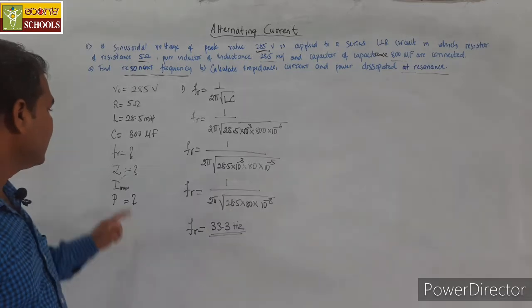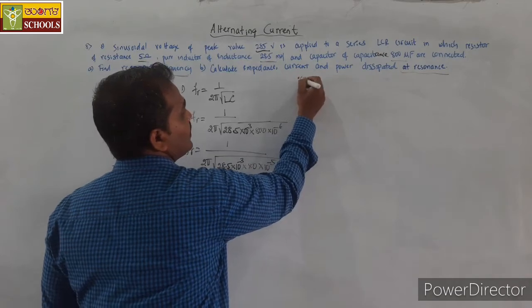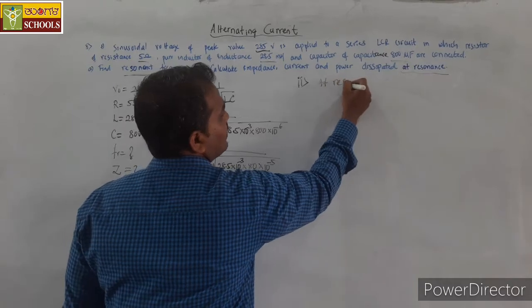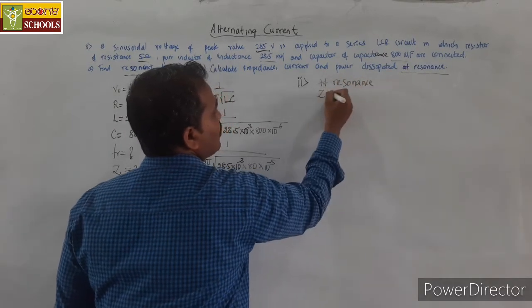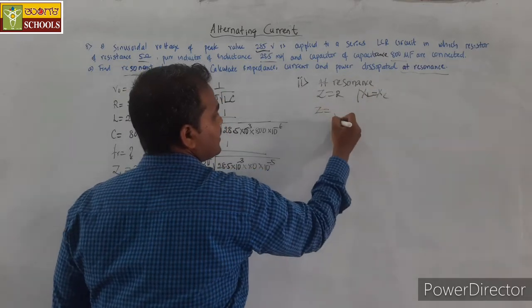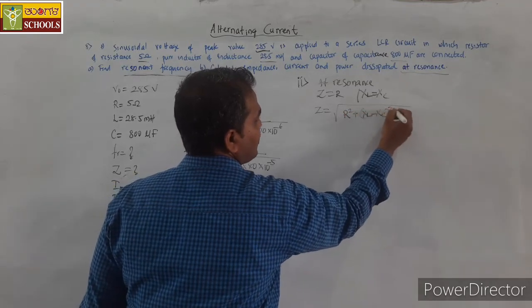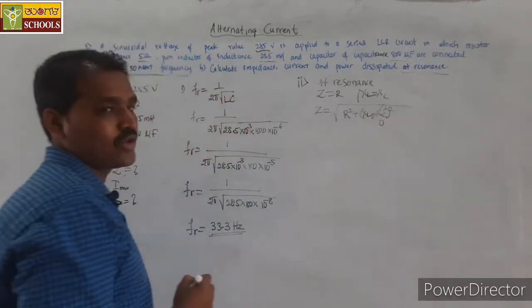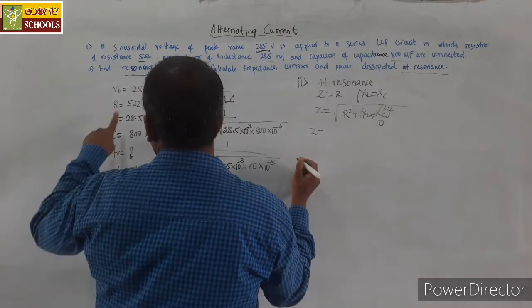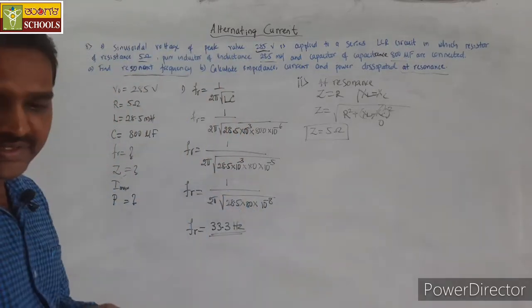Then I have to find the value of impedance. Already they have given that the circuit is in resonance. So at resonance, Z will be equal to R, because XL will be equal to XC. I have the equation Z is equal to square root of R square plus XL minus XC whole square. This reactance becomes 0 here. So Z will be equal to R. So I write it here: Z is equal to R, which is nothing but 5 ohm. This is the value of impedance.